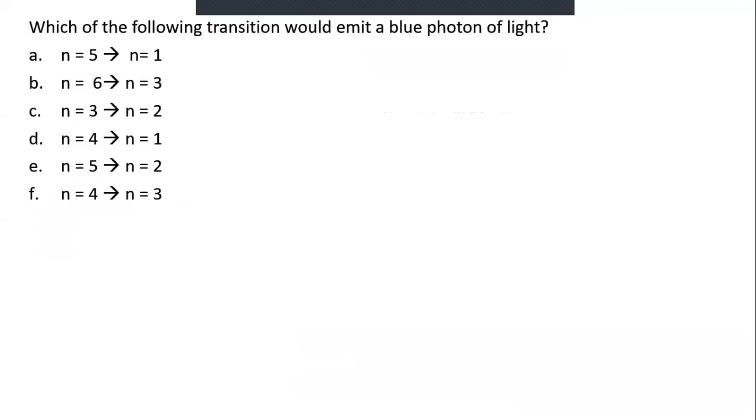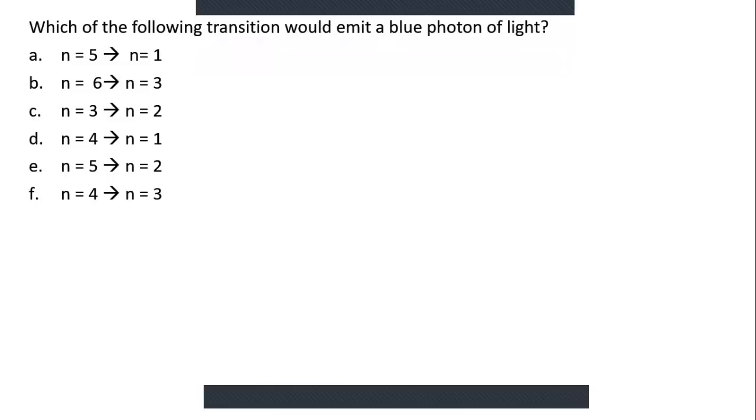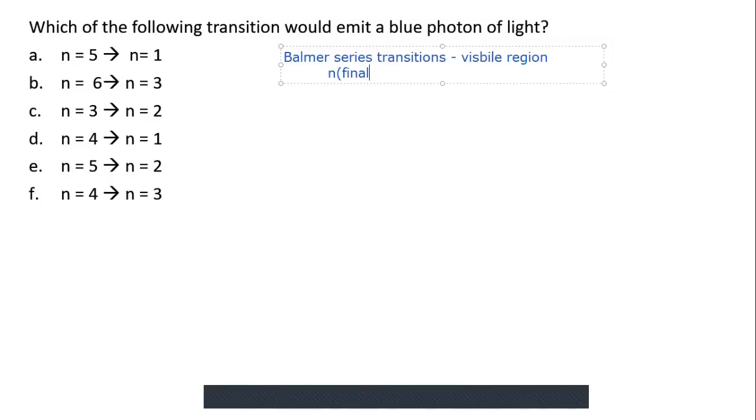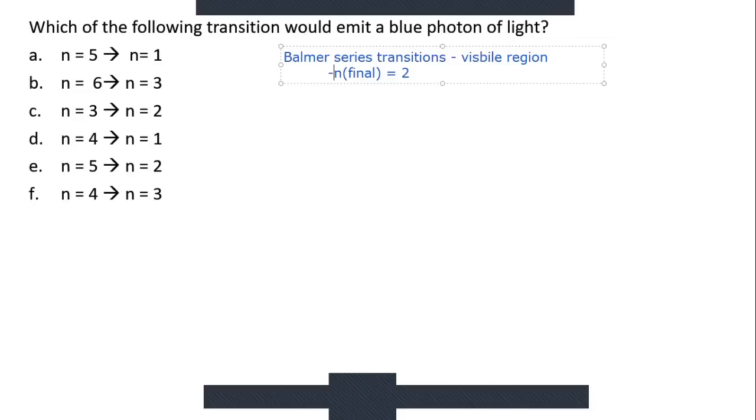And so what we have to remember from last lecture is that a blue photon of light means it's in the visible region. And in the visible region, those are the Balmer series transitions. The final energy level of a Balmer series transition is what? That's correct. That's 2. So N final equals 2 for Balmer series transitions. So what we want to do now is look and see which ones have N equal 2 as a final state.